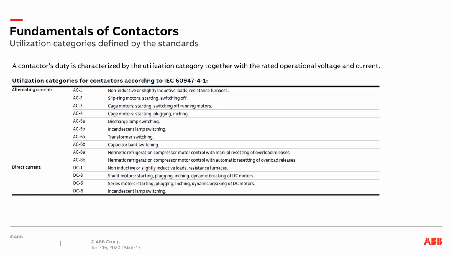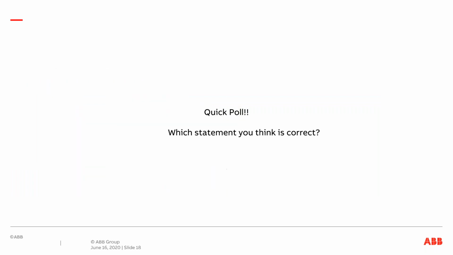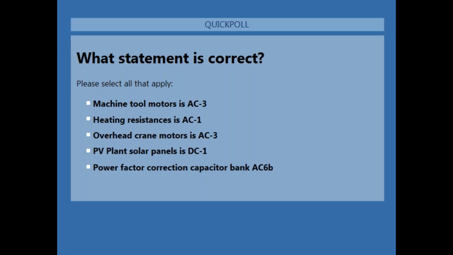And then we have direct current as well. DC1 is for resistive loads. Again, it goes on something similar to alternating current. So again, a quick poll: what statement do you think is right? 30 seconds again, quick one.